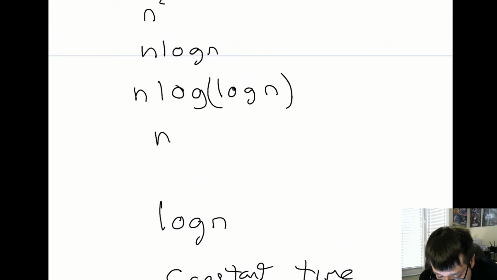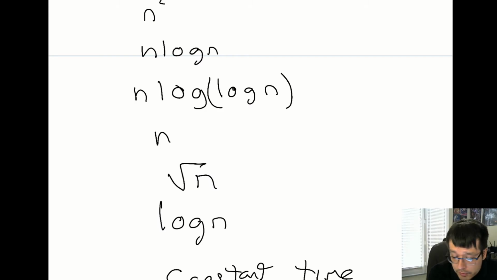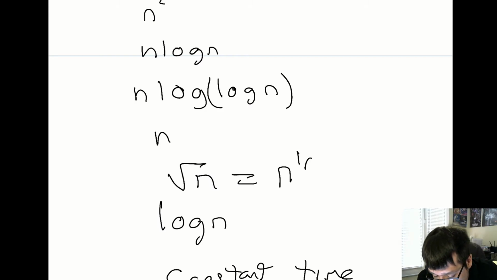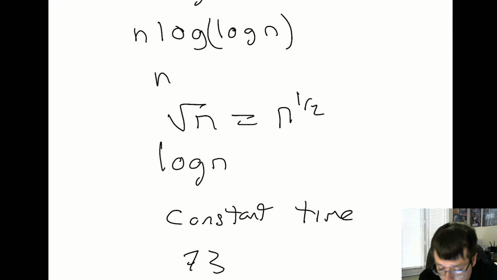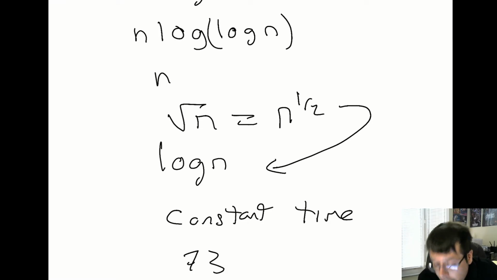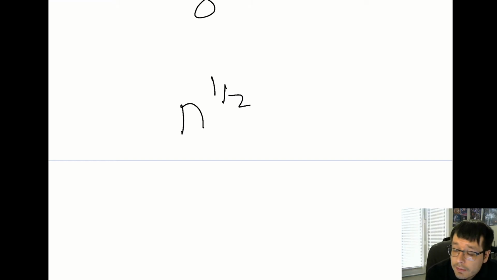So this leaves square root, which is equal to 1/2. So let me show you the pseudo proof of how these two are actually equal. Okay? So n to the 1/2, right?